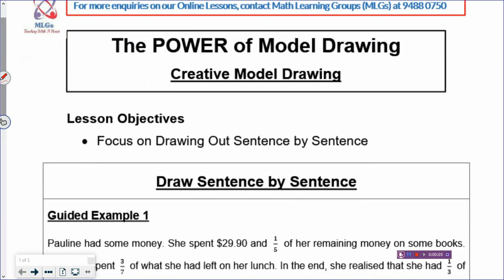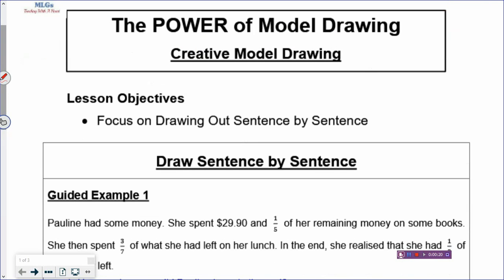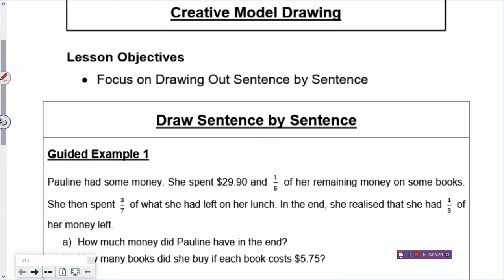Now, today we are going to look at creative model drawing once again. By now, I think every one of us should know the basics of model drawing if you have watched my lessons. So we are going to put everything together and draw out a word problem. Always remember, model drawing is not really about solving the problem. Yes, it has to do with solving, but the most important thing about model drawing is to be able to draw out the problem. So the focus is on drawing out the problem, and once you can draw it out, the solving will come later.